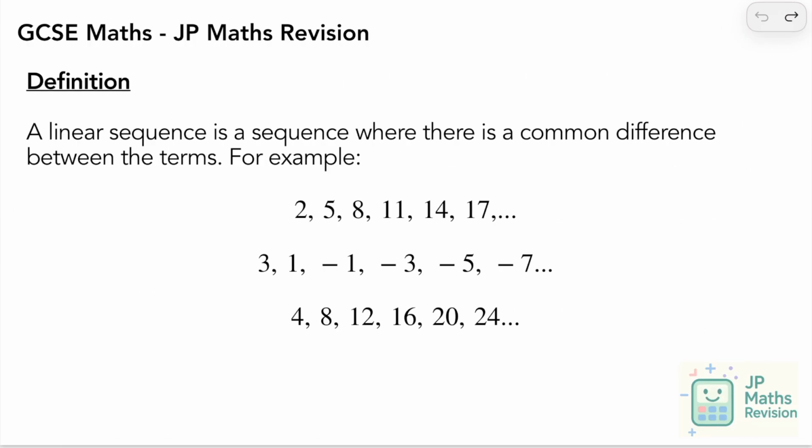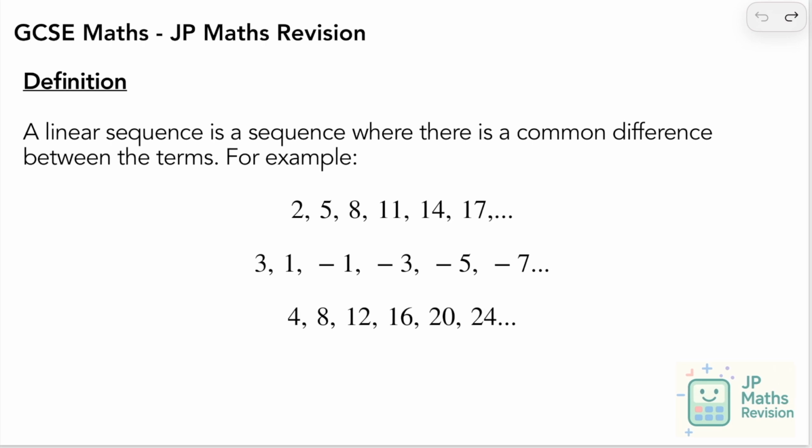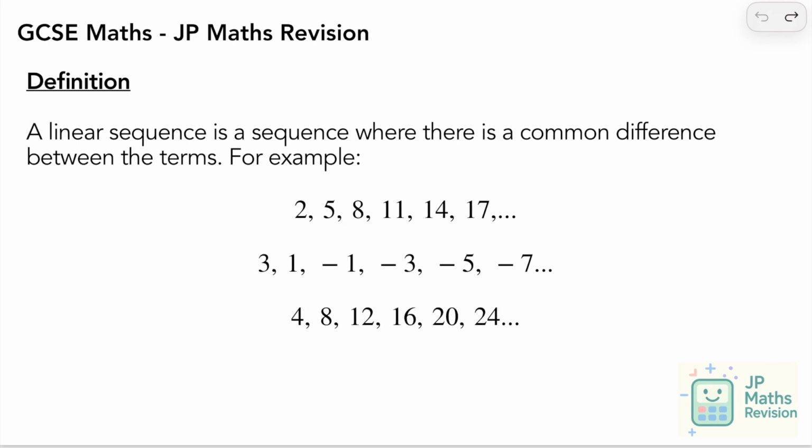So a quick definition before we get started. A linear sequence is a sequence where there is a common difference between the terms. For example, we have 2, 5, 8, 11, 14, 17. This is a linear sequence because to get from one term to another, you add 3 each time. Because there's a common difference of 3, that's what makes it a linear sequence.